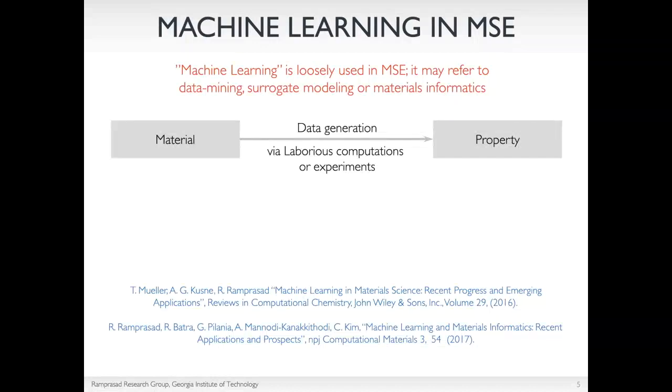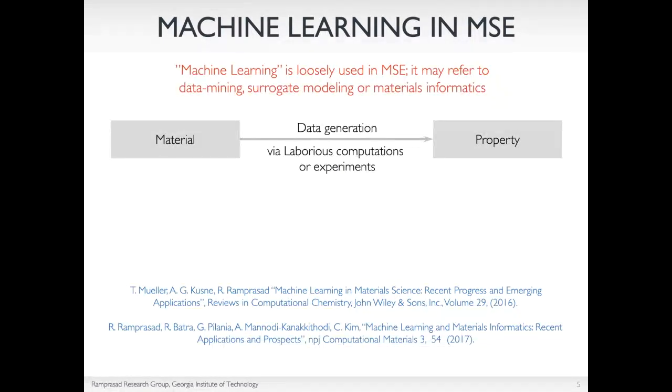Within material science, the term machine learning is sort of used loosely. Right? It could refer to real heavy-duty machine learning. It could also refer to data mining. It could refer to something called surrogate modeling. We'll talk about that shortly. It could refer to informatics type work. But really, there is overlap between all of these things, and these terms are used interchangeably.